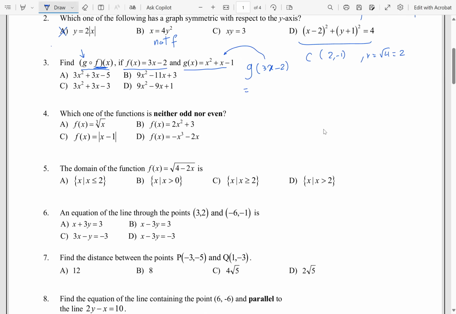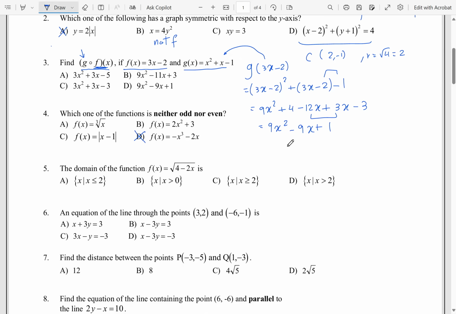After that, calculate g of 3x minus 2 by substituting 3x minus 2 instead of each x in the function g. So just write 3x minus 2 all squared plus 3x minus 2 instead of x, and then minus 1. So the answer is 9x squared plus 4 minus the middle term, 2 times negative 2 times 3, which is negative 12x, plus 3x minus 3, negative 2 minus 1. So the final answer is 9x squared, negative 12x plus 3x is negative 9x, and finally 4 minus 3 is positive 1. So the answer is D.